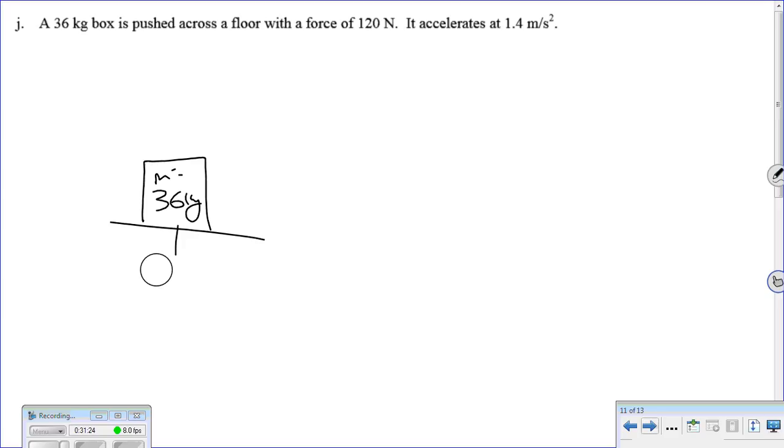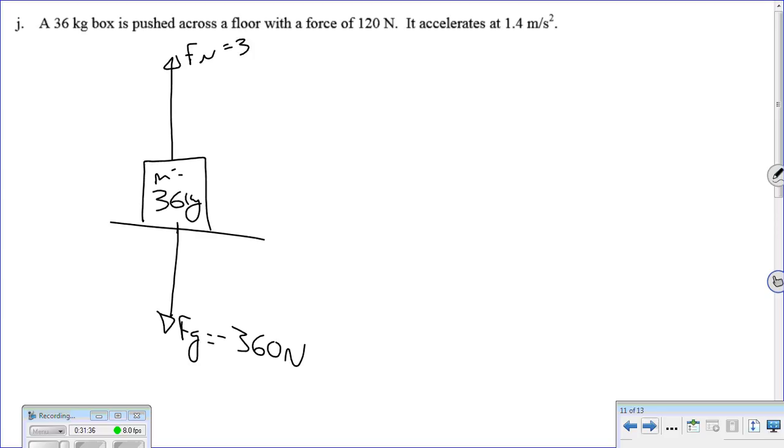Let's start making this force longer. There's going to be a normal force because it's sliding horizontally. It's being pushed with 120 newtons. So that's steps 1 and 2, right? I put in my force, gravity, and my mass. I put in my given forces.